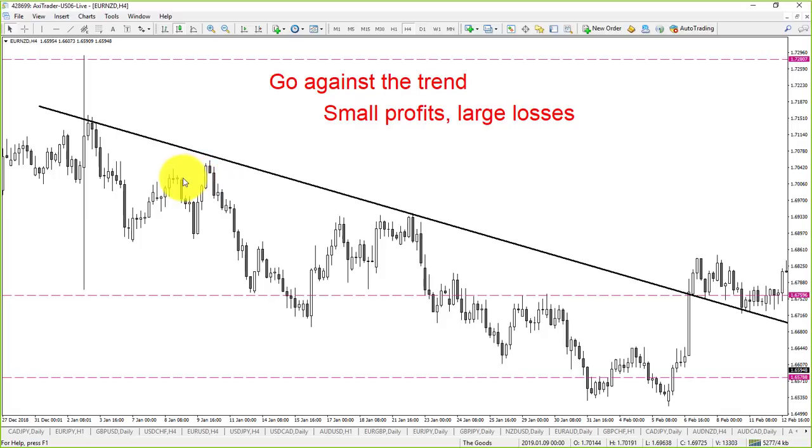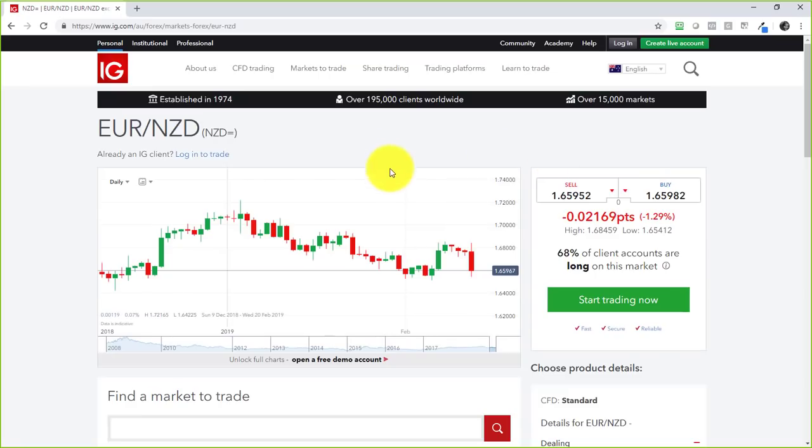It's quite common. So if most of our trader buddies are going against the trend, and most of our trader buddies are going long Euro Kiwi, I definitely don't want to go long Euro Kiwi.